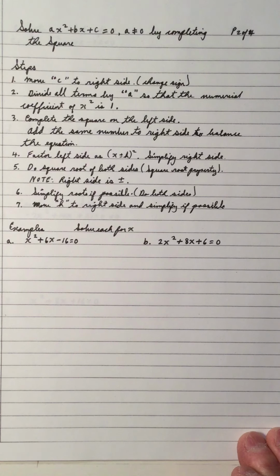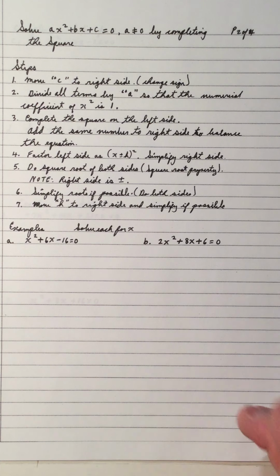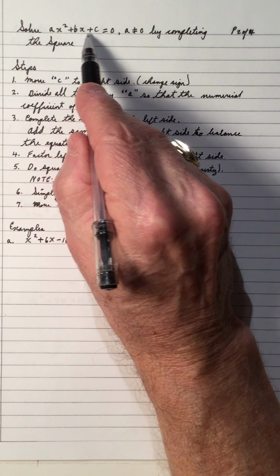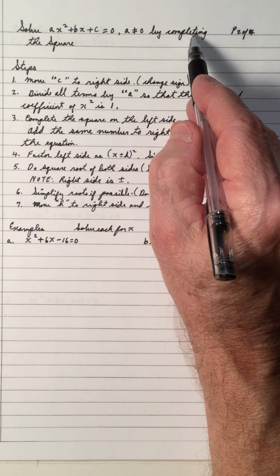This is the third method that we've done. The first method was solved by factoring. The second one was the square root property. And now we're going to learn how to solve by completing the square. Solve ax squared plus bx plus c equals 0, where a is not 0, by completing the square.